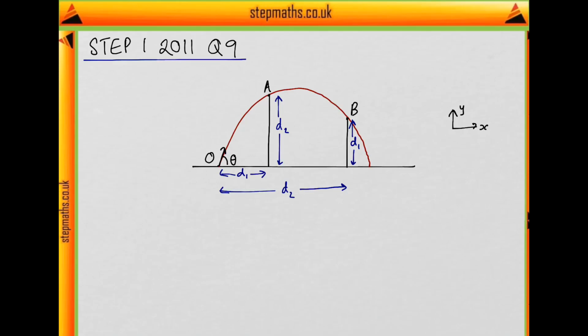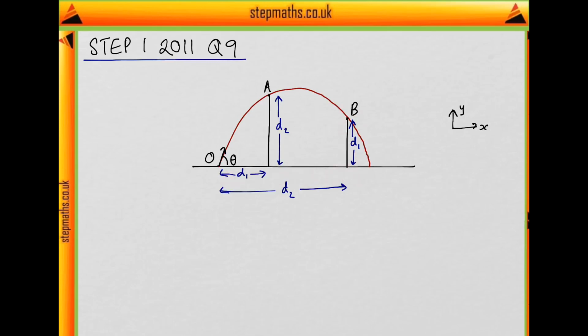This is STEP 1, 2011, Question 9. We're told that a projectile is projected at an angle θ to the horizontal and passes over two walls, one of height d2 at a distance d1 from the point of projection, and one of height d1 at a distance d2 from the point of projection.